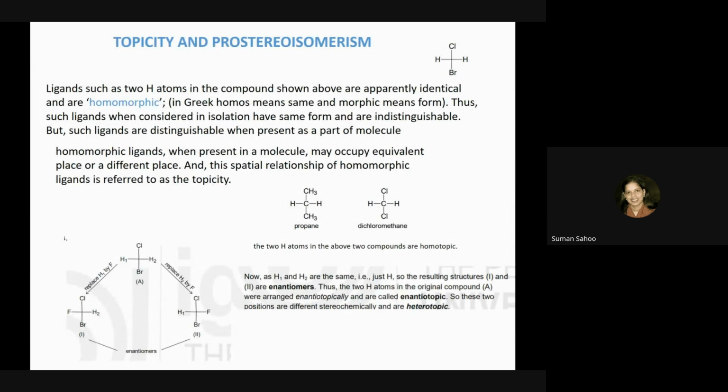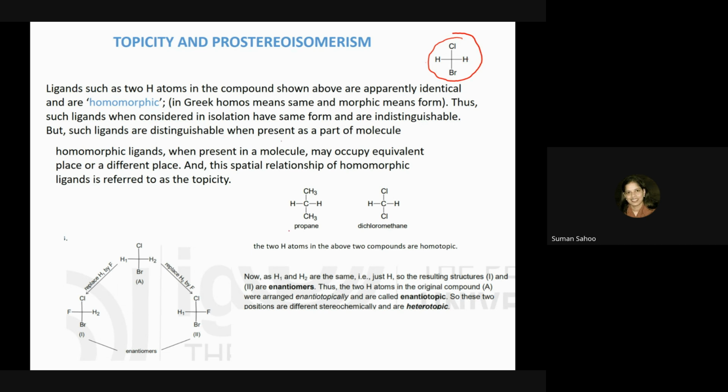Next comes your topicity and stereoisomerism. These terminologies we should actually know before going into detail. So, what do you mean by topicity? Okay, before that, suppose you just consider this molecule. In this molecule, we have two hydrogen atoms. They look similar to us. Thus we tell them as homomorphic. Those are apparently identical. Thus such ligands when considered in isolation have the same form and are indistinguishable. But such ligands are distinguishable when present as a part of a molecule.